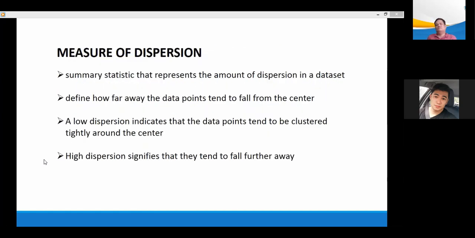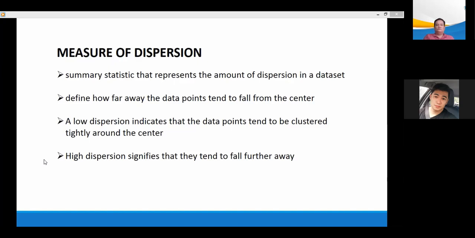Measure of dispersion or measure of variability. A measure of variability is a summary statistic that represents the amount of dispersion or the spread of data in a dataset. How spread out are the values? While a measure of central tendency describes the typical value, measures of variability define how far away the data points tend to fall from the center.